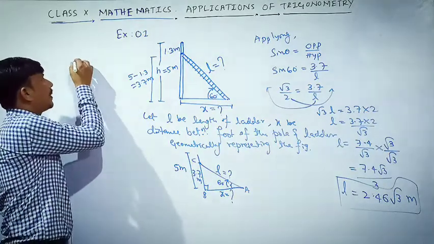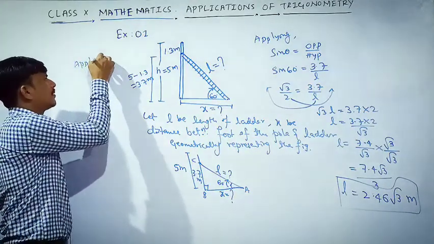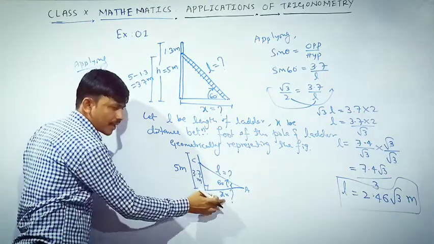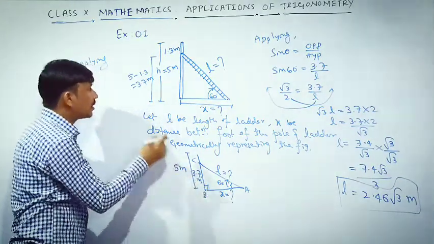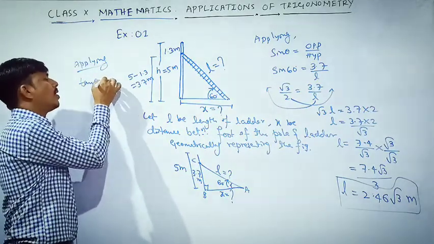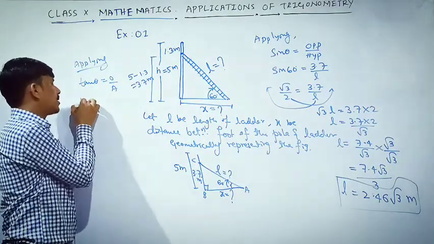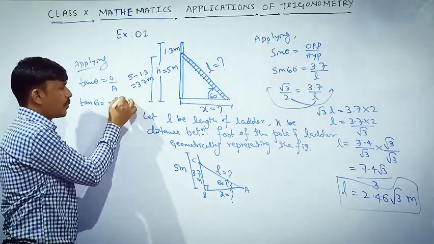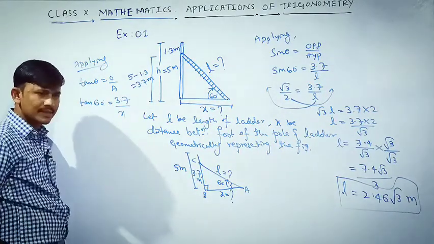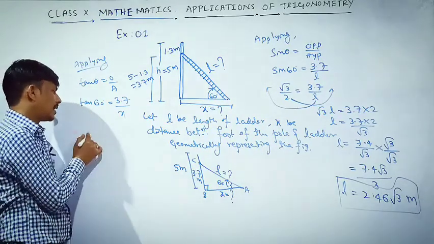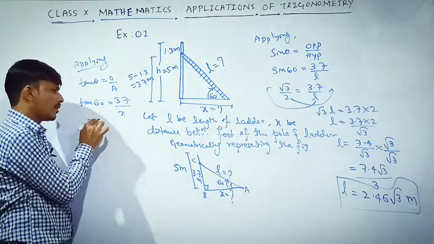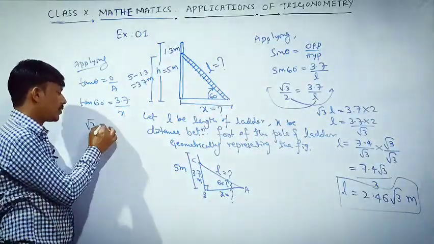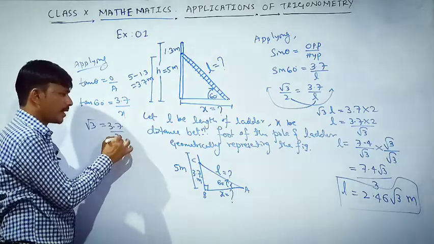That is, applying not Pythagoras theorem, applying opposite divided by adjacent. Opposite by adjacent. Here x is the adjacent. Okay. Tan theta is equal to opposite divided by adjacent. Tan theta, 60 degree, is equal to what is the opposite value? 3.7 divided by x. Correct? Tan 60 degree value is what? Root 3. Tan 60 degree root 3 is equal to 3.7 divided by x.